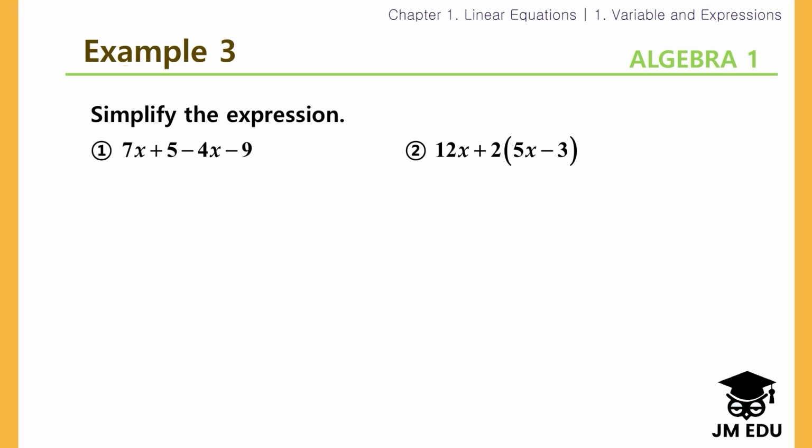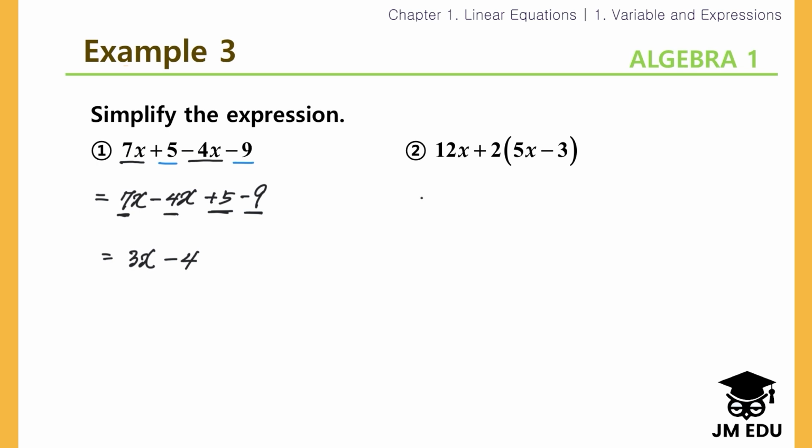Example 3. The question is to simplify the expression. For number 1, we have 2 x terms and 2 constants, right? So we're going to group x terms and constants separately. Let's rewrite this expression: 7x minus 4x plus 5 minus 9. So 7 minus 4, that's 3x. 5 minus 9, that's minus 4.